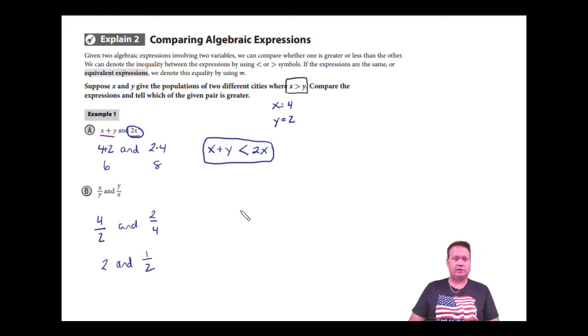Can we determine which one is bigger? Absolutely. The 2 is bigger. This side is bigger, which means x over y is bigger. And so we'll write the final inequality. x over y is greater than y over x.